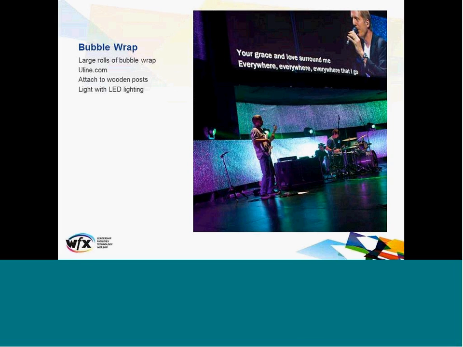Next, let's talk bubble wrap. This is something that's kind of exciting. On the website, Church Stage Design Ideas, you'll find all sorts of crazy ideas. People have used regular materials to do incredible things on their stage. Bubble wrap is one of them. That's large rolls of bubble wrap. These guys got it from uline.com, which is kind of a shipping company that gives you supplies for shipping. They basically used a wooden post on their stage and wrapped the bubble wrap around those wooden posts. Add UV lighting, and you have this really cool textured backdrop on stage.